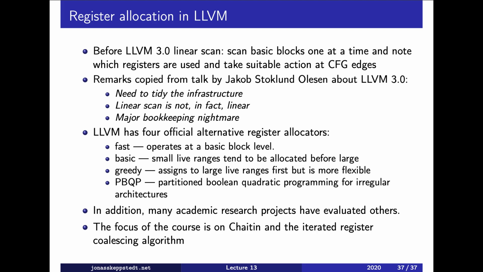there is a faster register allocation algorithm called linear scan. It was used in LLVM before LLVM 3, and what it does is to scan one basic block at a time to see which registers are used and do suitable things when different basic blocks are joined, or at the edges in the control flow graph.